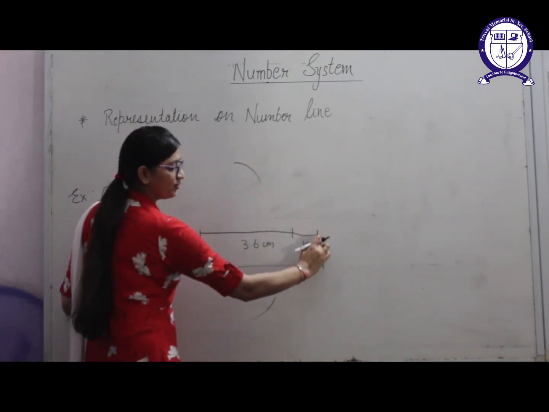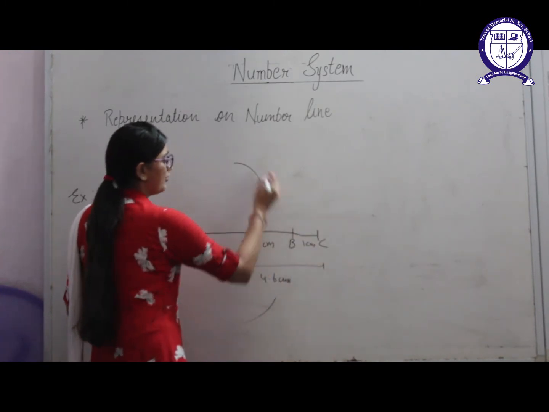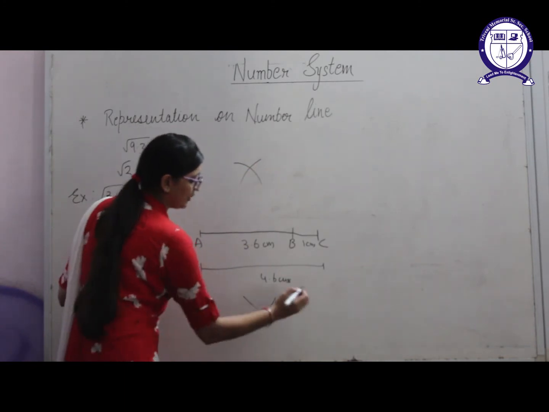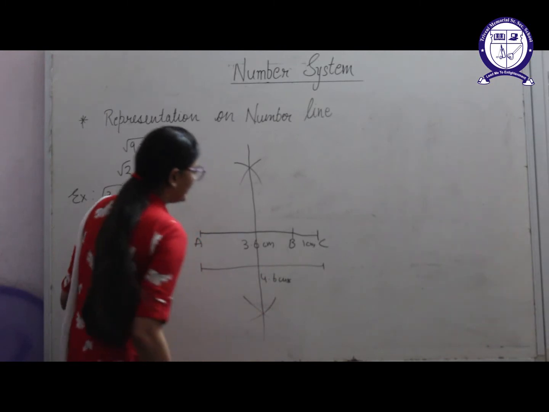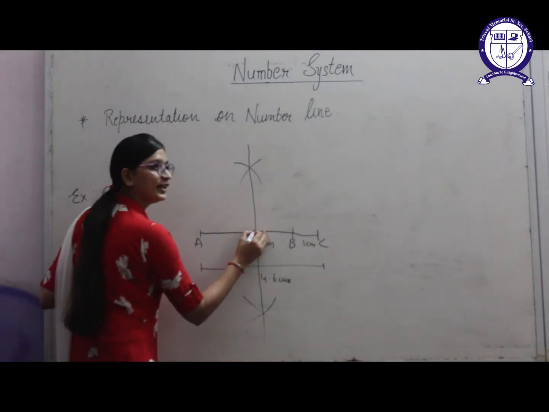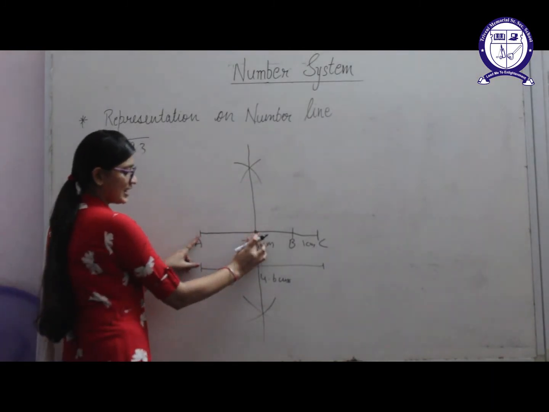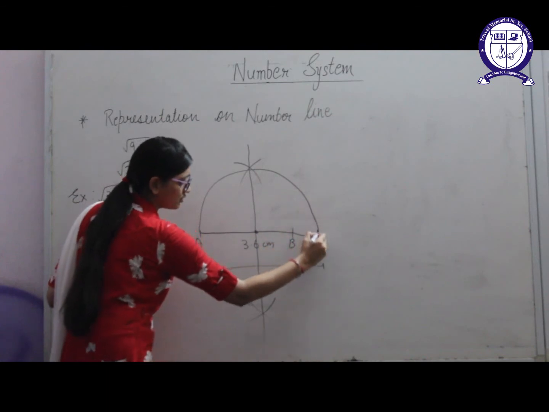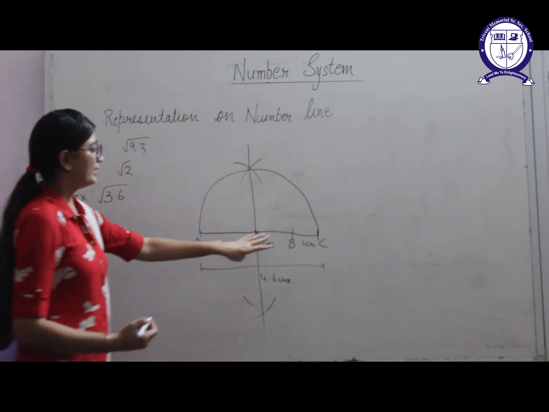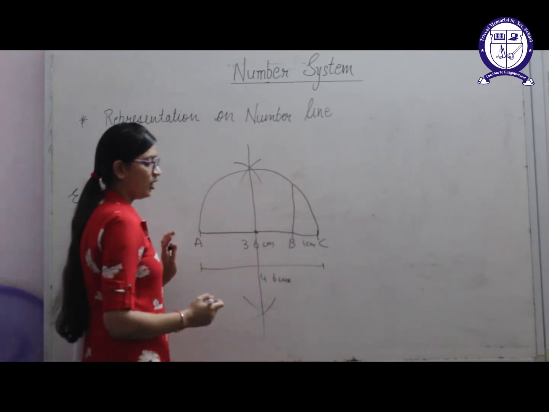From this point, A, B, C. From this C point, we are going to make an arc of the same length, and we are going to join them. Now this point is the center of this line. Now taking this as the radius, we will draw a semicircle. Okay? Now we will join this B to this semicircle.